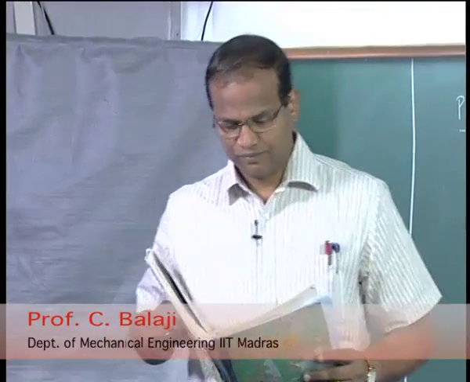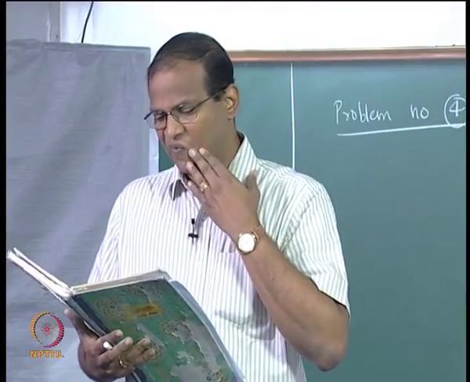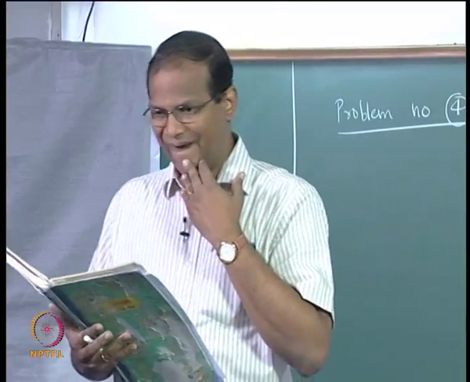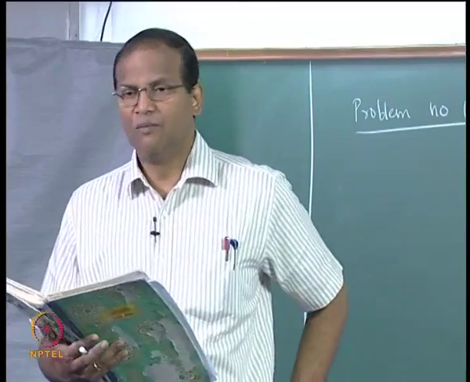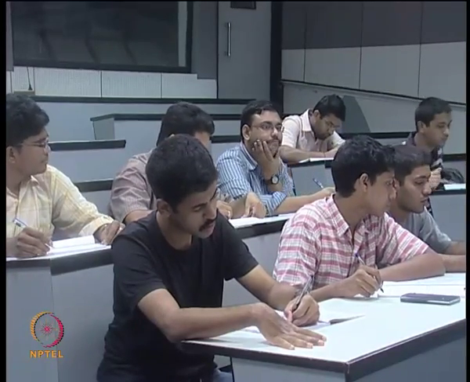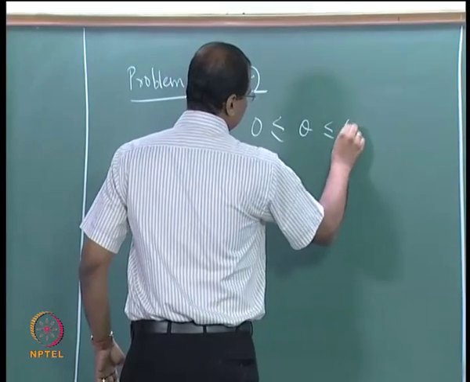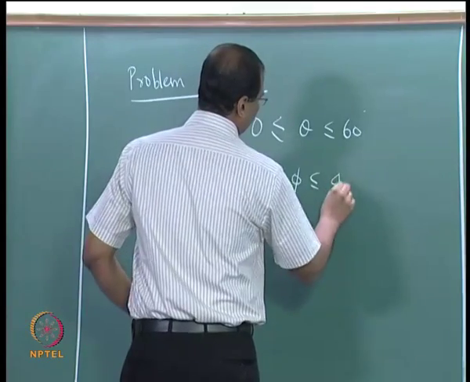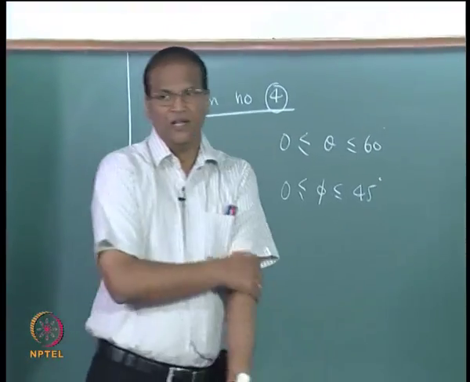So problem number 4: determine the fraction of the total hemispherical emissive power, within brackets capital E in watts per meter square, to make it clear, leaving a diffuse radiator in the direction 0 less than or equal to theta less than or equal to 60 degrees and 0 less than or equal to phi less than or equal to 45 degrees.